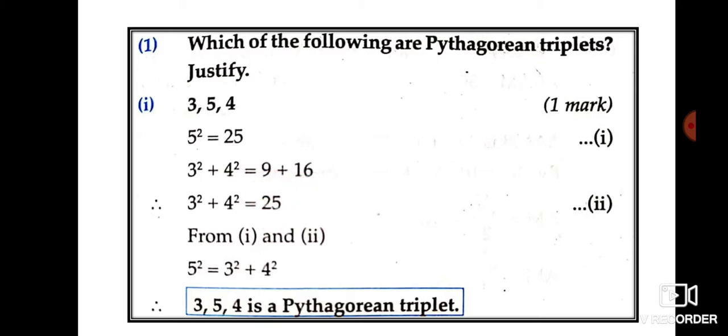So here you see the square of the largest side, 5 square, is 25, and the sum of the squares of the remaining two sides is also 25. Then we can say that 5 square is equal to 3 square plus 4 square. This is of the pattern h square is equal to s1 square plus s2 square. So we can say that the numbers 3, 5 and 4 are a Pythagorean triplet. So in the end you have to write the answer: 3, 5, 4 is a Pythagorean triplet.